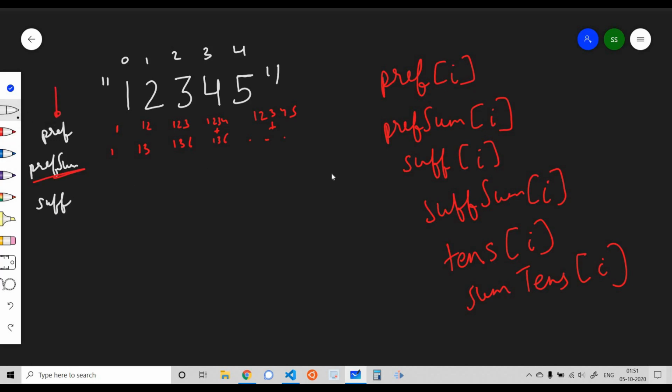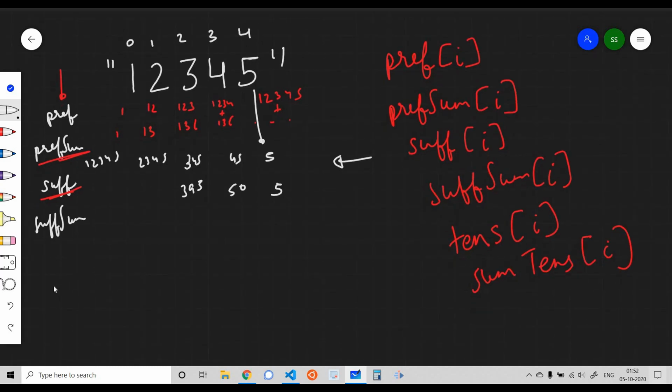Similarly, I found the suffix. In this I will move from right to left. At this index it would be 5. Here it is 45. Then 345, then 2345, and at this place it is 12345. Similarly, the suffix sum is the suffix sum of this suffix we are having. So we move from right to left. Here it is 5. Now 5 plus 45, which is 50. Now 50 plus 345, it is 395. Again, now I'll add this, 2345. So I'll keep on adding these values.